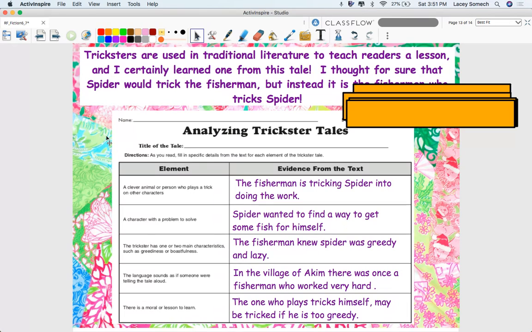So when you go into your Google Doc today, please make sure you fill in that evidence that we've discussed today, talking about our trickster tale.